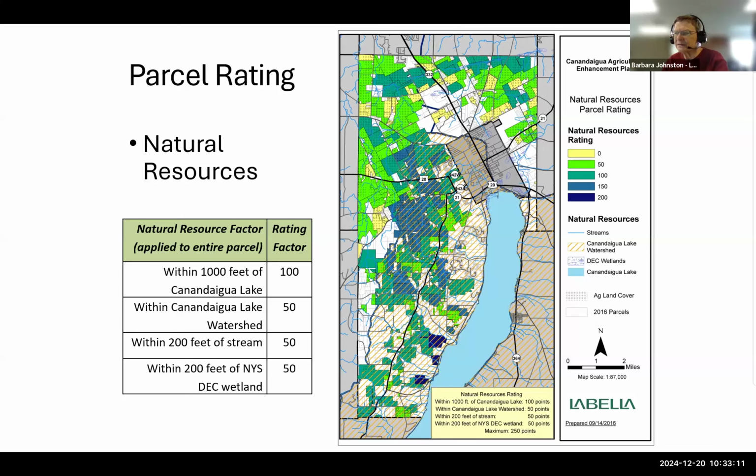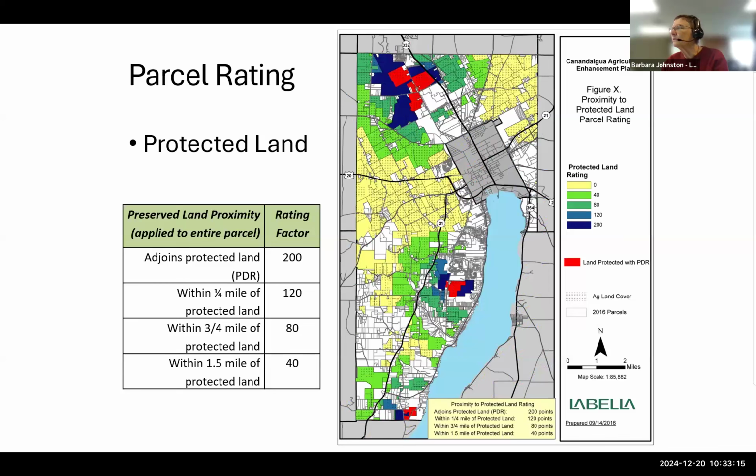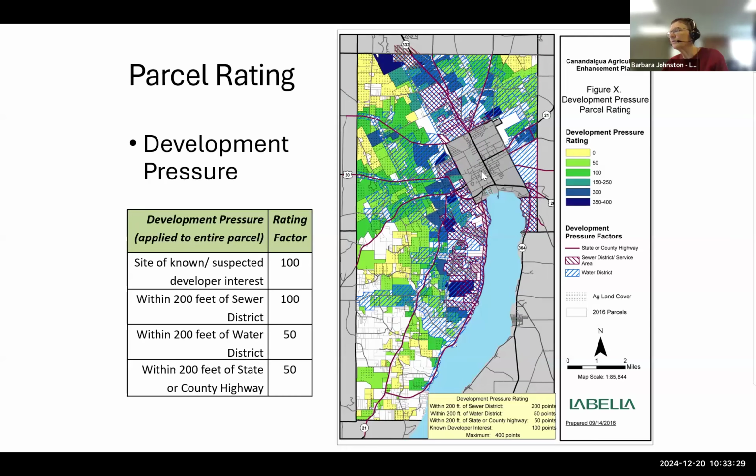Just before we stop on that, I'll show you the other map that we made, which was how close it was to protected land. We can certainly update that with our new map of protected parcels. Well, this is protected farmland. And those are the three things, and then development pressure we used, which they don't use in the PDR competitiveness either. So I don't think that's really relevant anymore either.